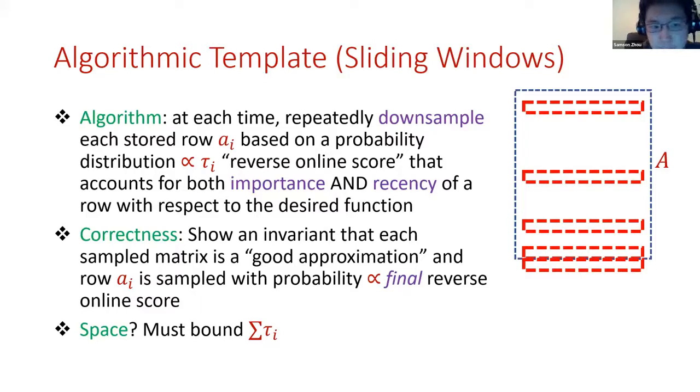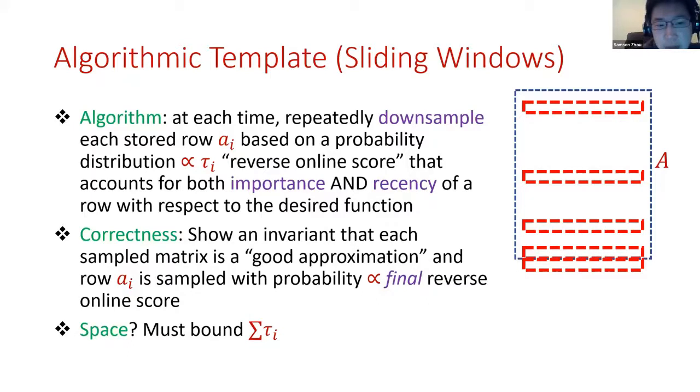So this leads to our algorithmic template. And our algorithm is as follows. At each time, we maintain a number of rows from A that we've sampled. Then we see a new row, and we repeatedly downsample each stored row A_i based on a probability distribution tau_i that we call the reverse online score. And this is a quantity that accounts for both the importance and the recency of a row with respect to some desired function.